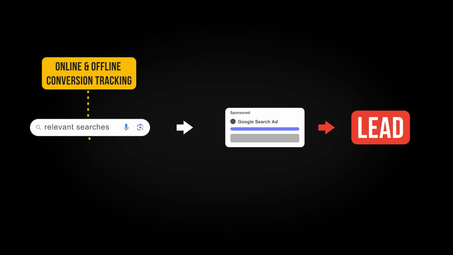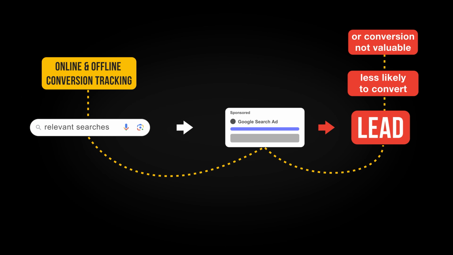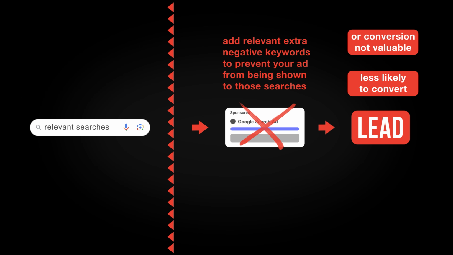Obviously, if you don't have as much search volume, then this gets a little bit tricky, right? So to do this, you need to have online and offline conversion tracking set up properly. So you are able to assess, okay, you know what, if someone searches for this and becomes a lead, they're less likely to go on and convert, or if they do convert, they're not as valuable to me as other ones.